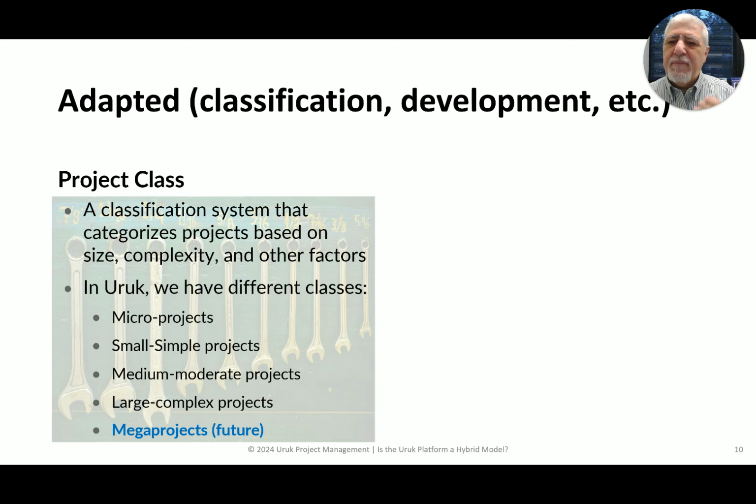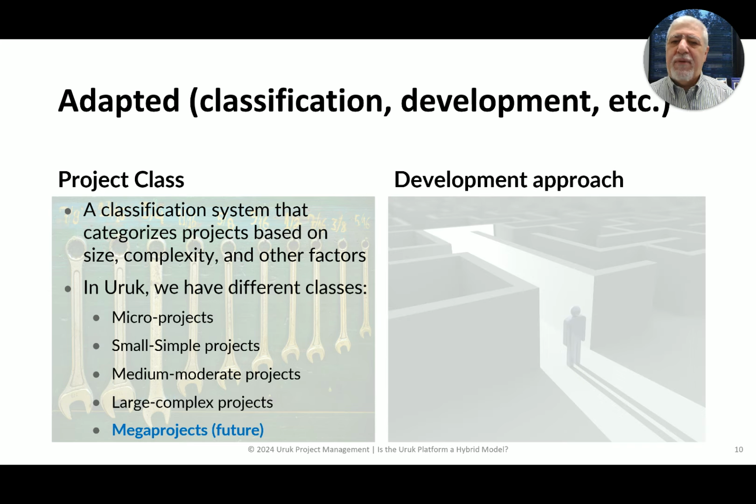So we use something called project classification, and in the Uruk platform we use 5 classifications. 4 of them we have built into the platform. The mega project one is still in the future. I wrote a book about it, but we have not built it into the platform yet because it's huge. So we look at micro projects, small or simple, medium or moderate, large, and complex.